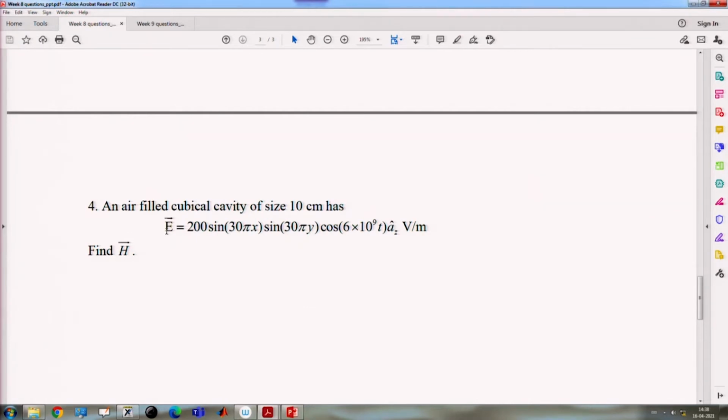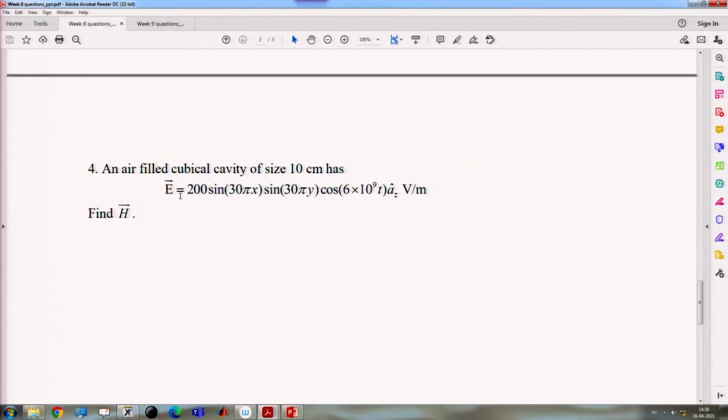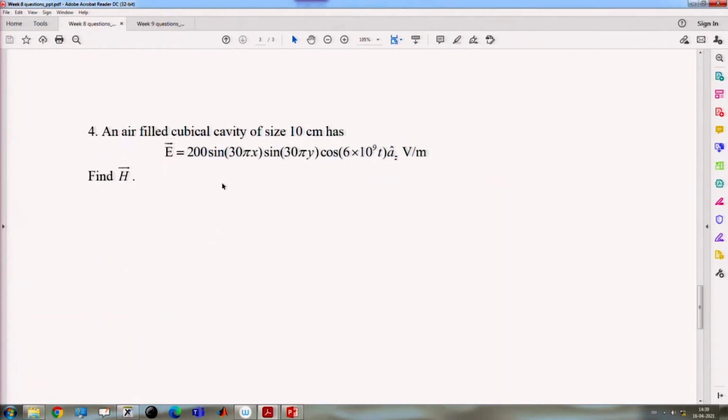So, here Az is given, that means only the Az component of vector E is there. That means only the electric field is present in the z direction, that means no magnetic field in the z direction, that means this is for the TM to z mode. And for this case we have to find out the vector magnetic field.